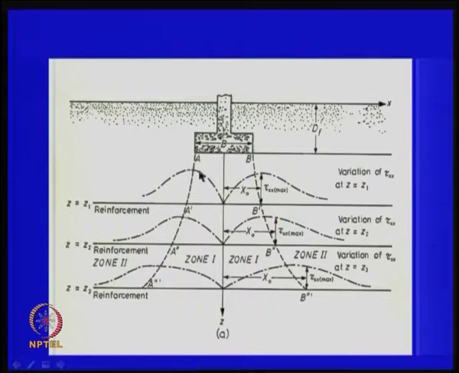Once you plot all the shear stress distributions, they will be different at different depths, and what we say is that each will have a maximum value. So, pick up that maximum value, then join all these points A dash, A double dash and A triple dash, since there are 3 reinforcement layers here. Here also the same thing, B, B dash, B double dash and B triple dash.